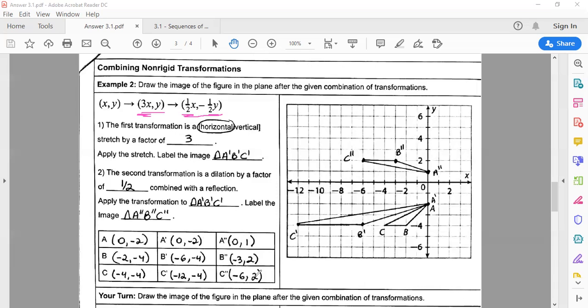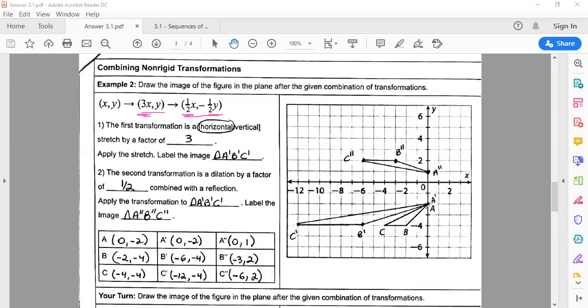Once you get the points, I feel like it's really easy once you get the table done, okay? Then you can just plot the points and connect them. Now make sure that you label them, right? So you know which is which, okay?